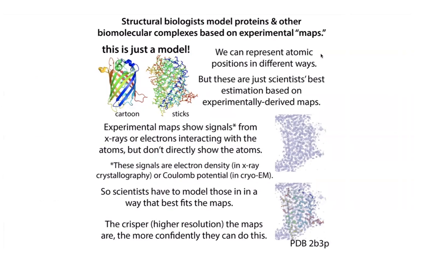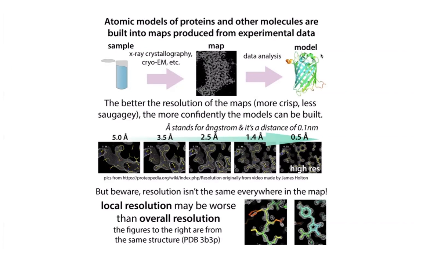And so when we're dealing with cryo-EM, technically we're dealing with Coulomb potential. Anyway, you get this fuzzy looking kind of map thing, and then the scientists have to go and model things into those maps. So when we look at structures, what we're looking at is actually a structural model where they're modeling the positions of the atoms into that data. And so we'll look at how we can actually go and explore these models ourselves.